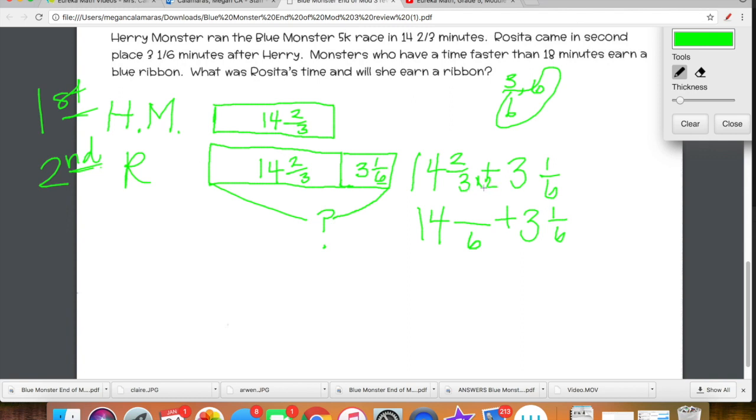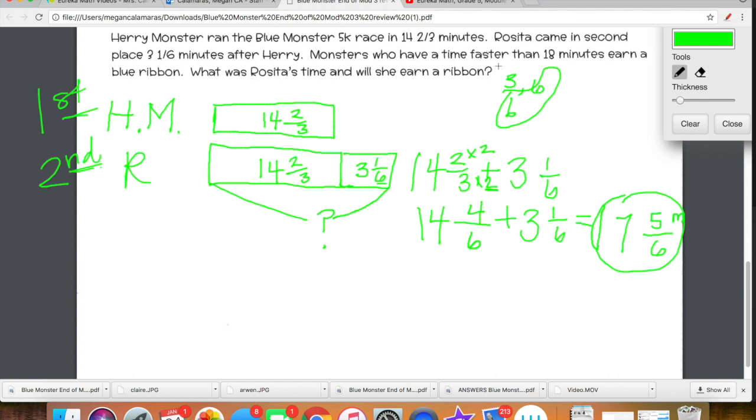What do we multiply 3 by to make it 6? Well, we multiply 3 by 2 to make it 6. So if we multiply 3 by 2, we have to multiply 2 by 2. 2 times 2 is 4. Now we have two mixed numbers with common denominators. We can just go ahead and add those up. Add your whole numbers first. 14 plus 3 is 17. 4/6 plus 1/6, 5/6. So Rosita's time is 17 and 5/6 of a minute.